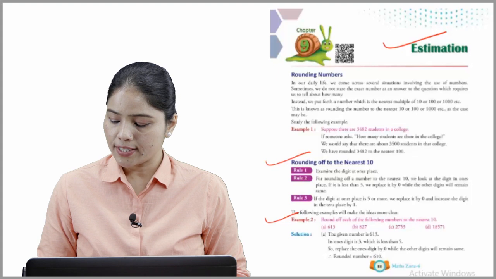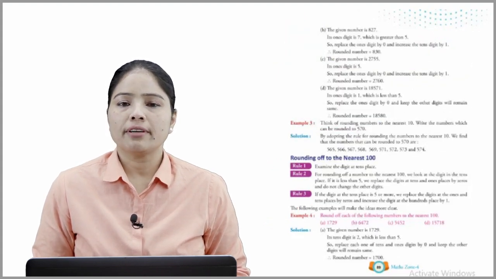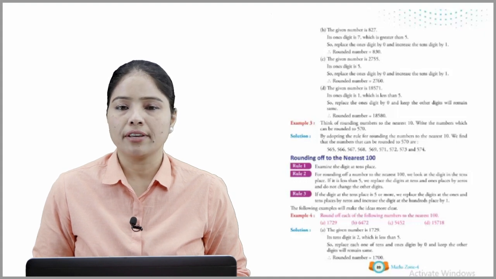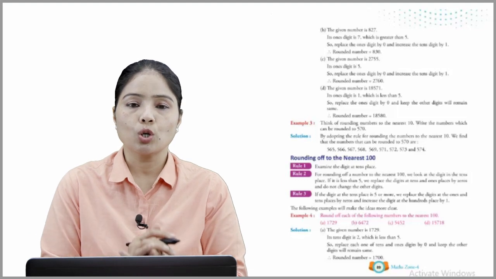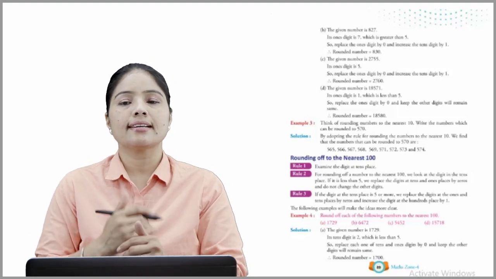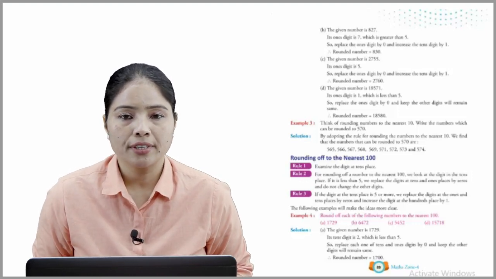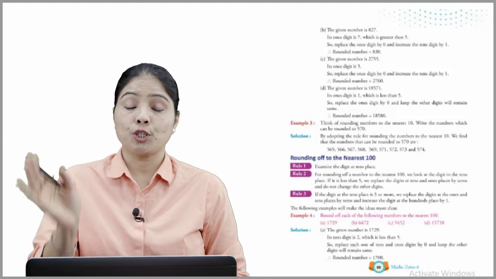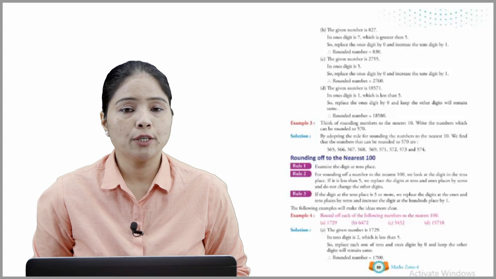Now next, B part. The given number is 827. Its ones digit is 7, which is greater than 5. So, replace the ones digit by 0 and increase the tens digit by 1. So, the rounded number is 830. The 7 becomes 0 and the 2 becomes 3. Okay, I hope you understood.